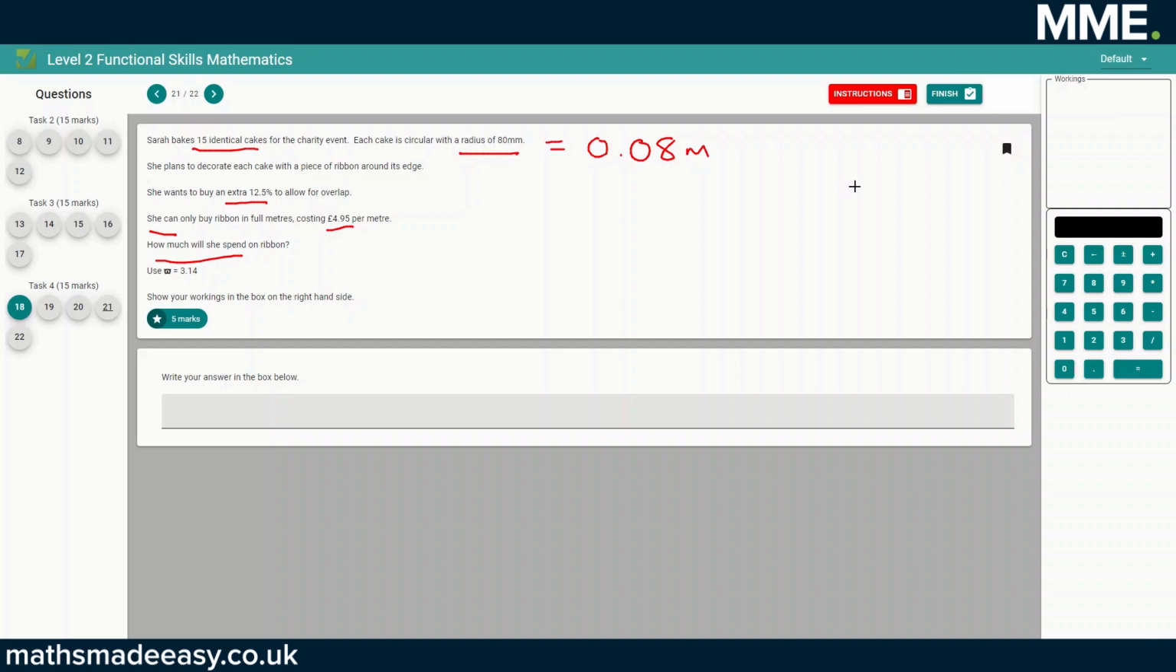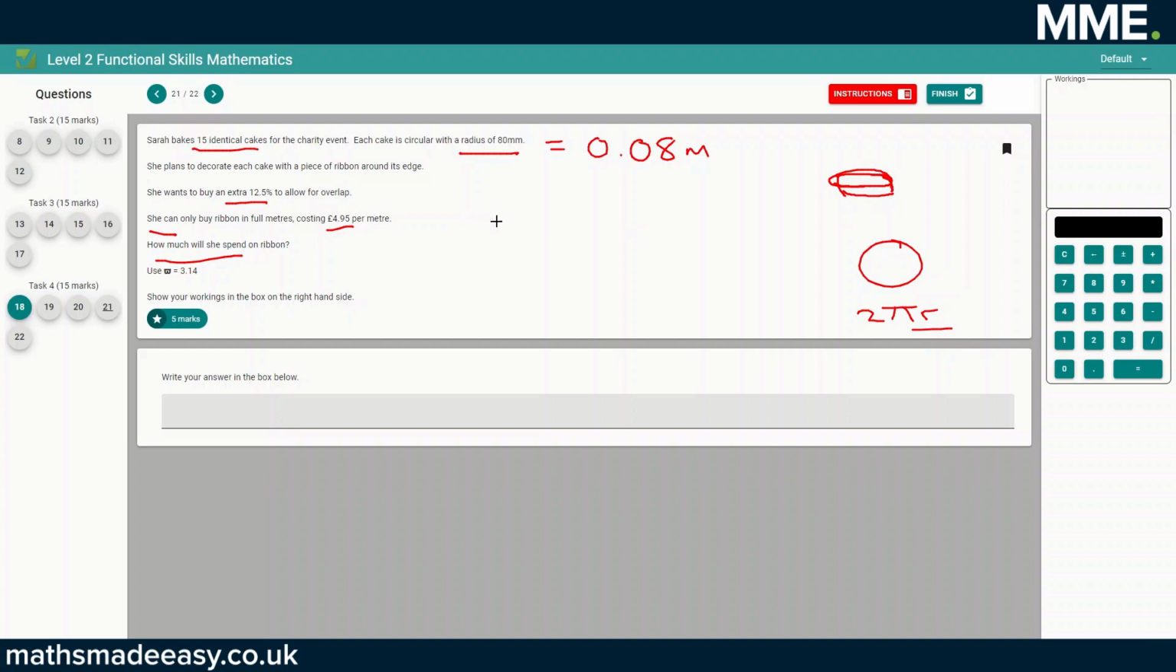Now, what we want to find out is the circumference of the cake. A quick sketch to explain why. So, a rough sketch of a cake, and she wants to decorate around the edge, so going something like that, right away around with ribbon. So from a bird's eye view of the cake, looking down, we want to calculate the circumference of the cake, which is given by the formula 2 pi r, where r is the radius.